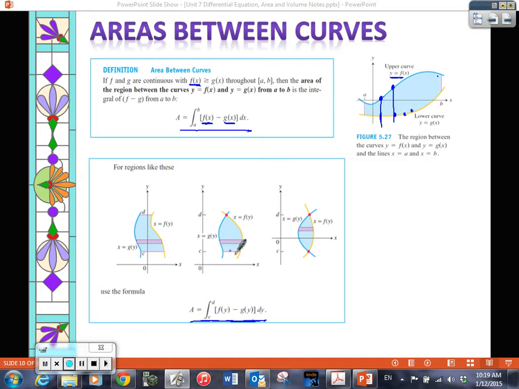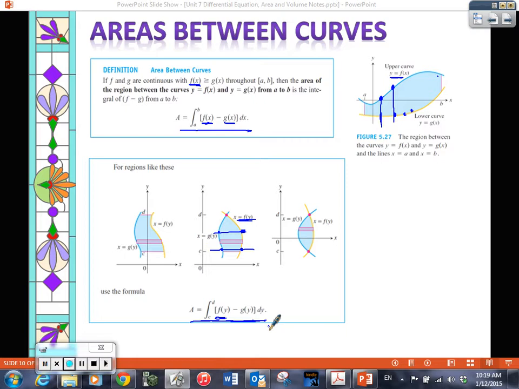Here I was looking at vertical lines, here I'm looking at horizontal. This x value is larger than that x value. And this x value is larger than this one. So therefore this curve they call f of y is the larger function. f of y minus g of y. So that's basically the concept. It's just going to be the biggest one minus the smallest one.